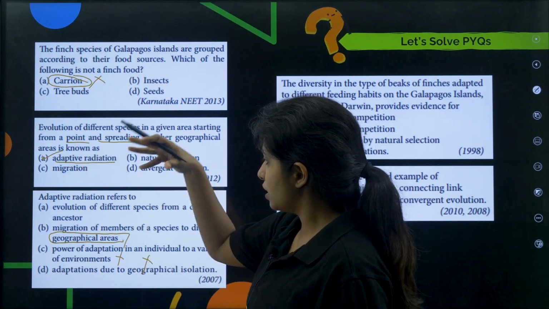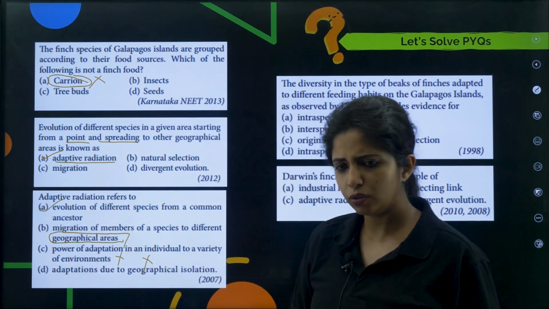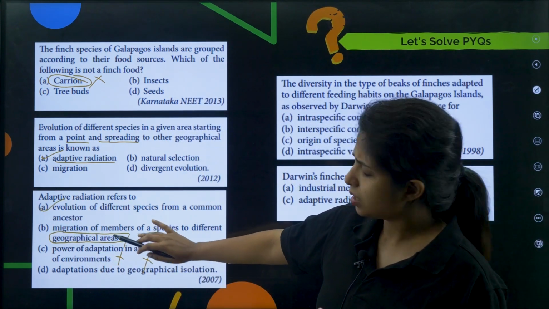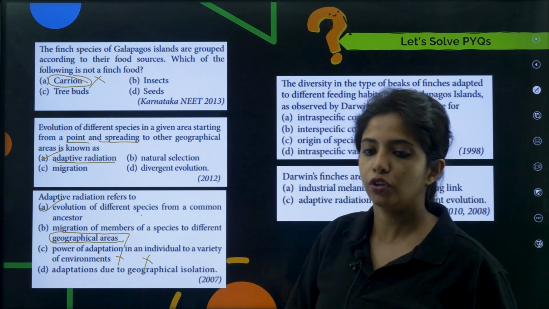Evolution of different species from a common ancestor. This is known as adaptive radiation. So this is the correct answer. I know it might be a little confusing, even I got confused, but yes, we have to go for the exact thing that is given in your NCERT.